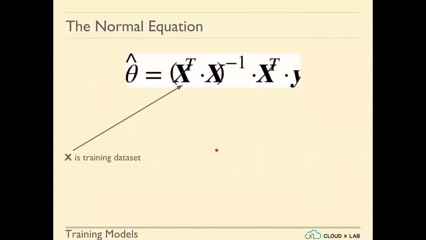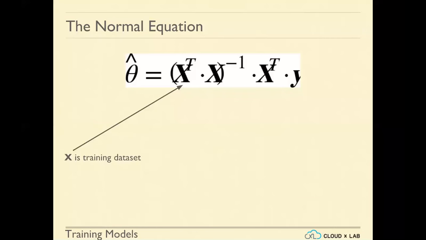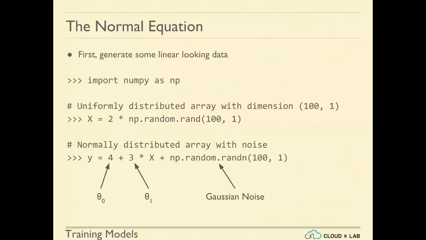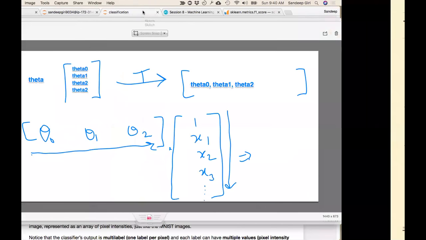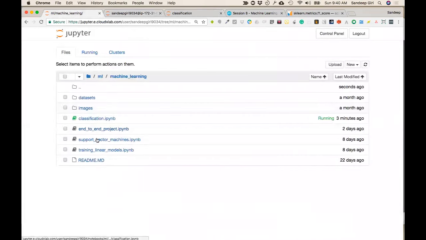So x is our training data set, and y is our target vector, and theta is what we are trying to find out. So let's try to see if the normal equation is working or not. Let me just go back here.